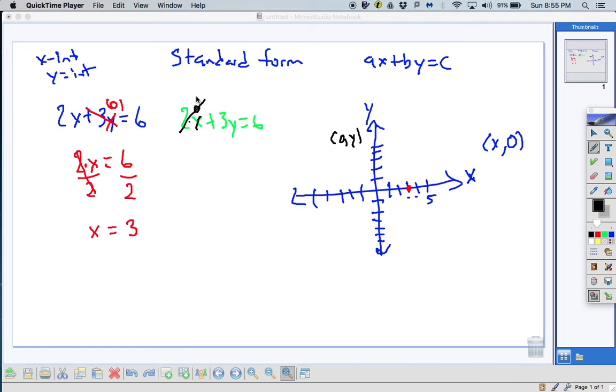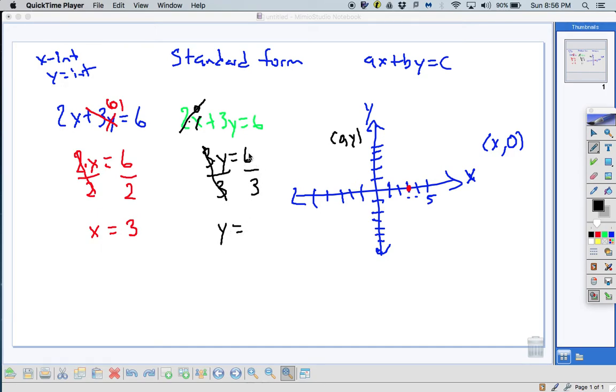Which 2 times 0, of course, is just 0. So this all goes away, and now I just have 3y equals 6. Just like before, we need to undo this multiply problem. We're going to do that by dividing. And then if I do it on one side, I do it to the other. Just like before, the variable stays in the top. That's the letter. So we're just dividing by 3. 3 divided by 3 is 1. So I'm left with y.